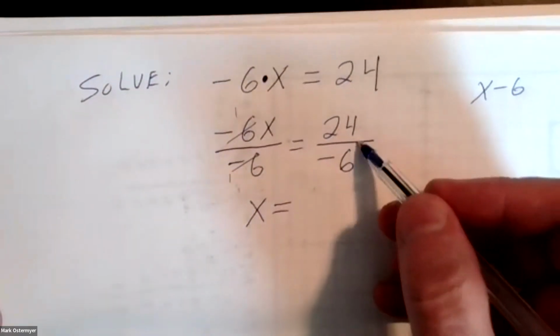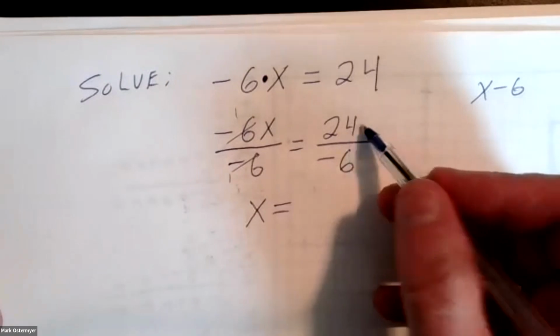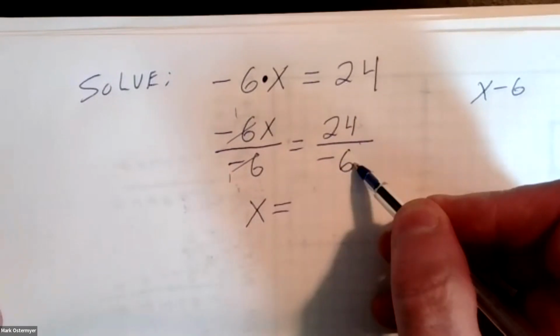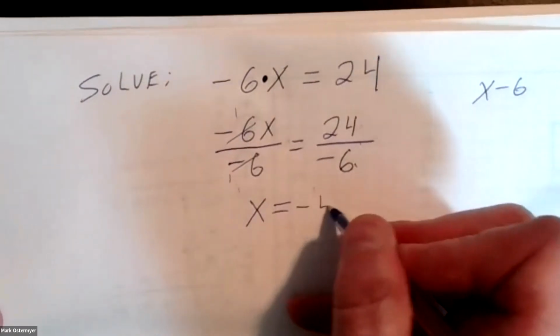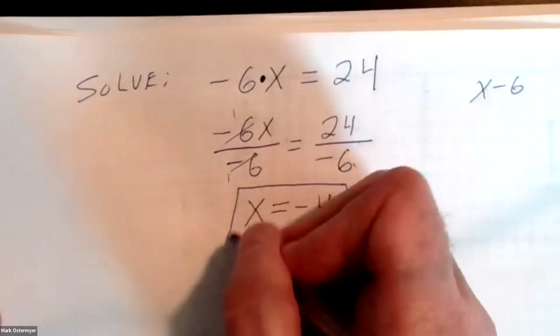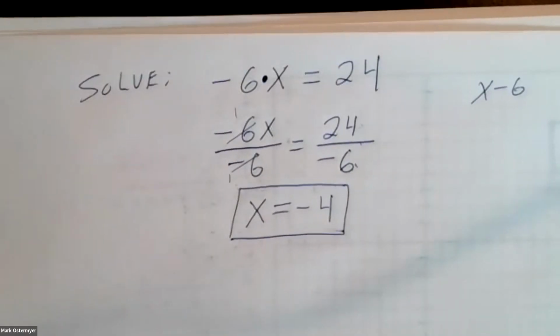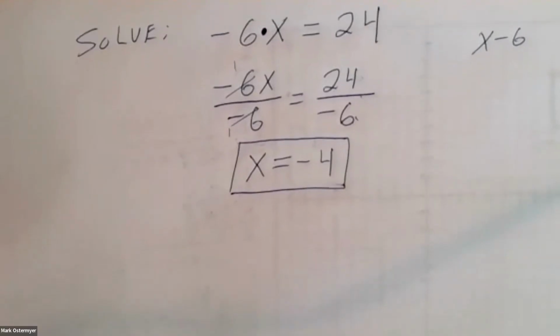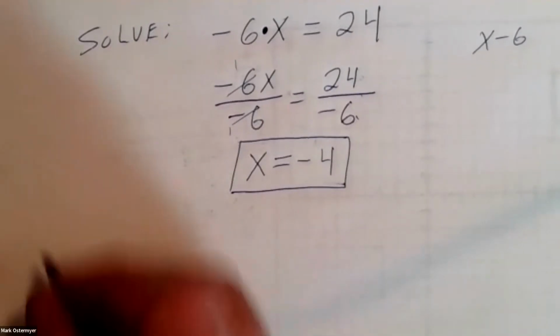Now, what's 24 divided by -6? A positive divided by a negative is always a negative. So this would be -4. And that would be your solution to that equation. Questions about how we did that? How we solved for X here?